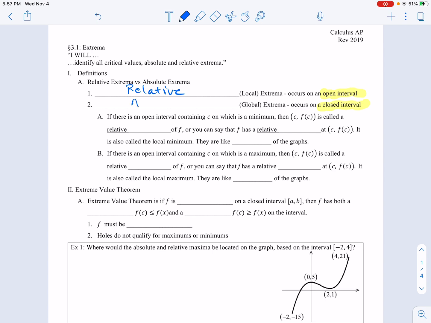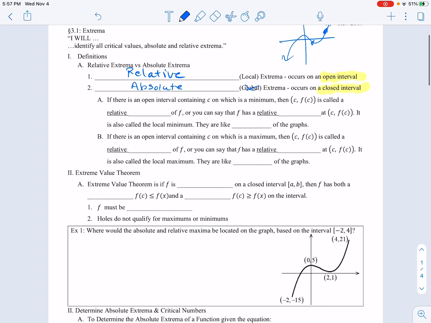And absolute or global, I don't know if I've ever called them that, so don't. Absolute extrema occur on a closed interval. And if you think about it, if you graph a polynomial, it goes on forever. How can you have an absolute maximum if it goes on forever? That's why you close the interval, and then you have an absolute.